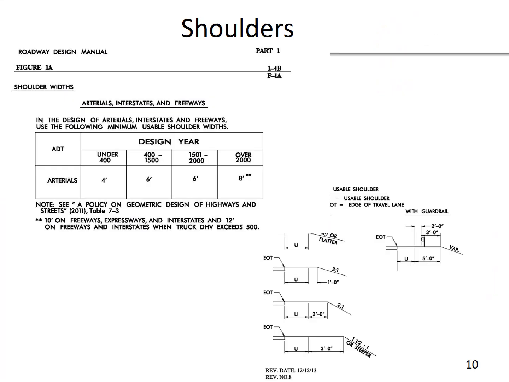This is some design criteria from NCDOT, suggestions on the width of the shoulders for the design year traffic volumes and whether or not guardrail is present. So the amount of usable shoulder that is recommended varies from 4 feet up to 10 feet on freeways and expressways with higher truck volumes, and even up to 12 feet when the truck volume exceeds 500.